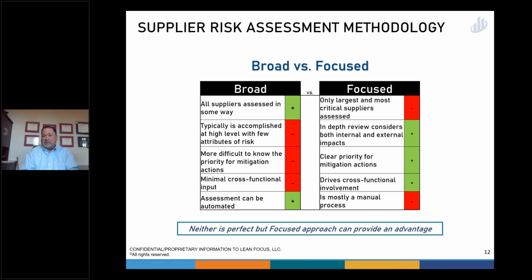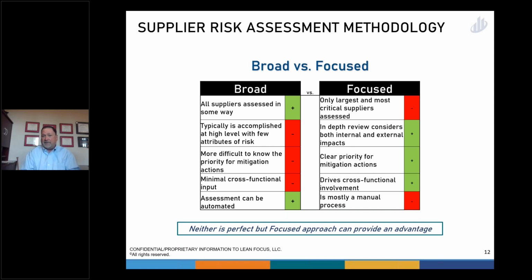Lastly, it really isn't providing that cross-functional input. Having cross-functional input into your supply base is fundamentally positive in several ways, and when you don't have that, it can be a negative as well. On the good side of this, the assessment is pretty much automated. Again, you can typically provide a list of suppliers to a third party, or if you have the software yourself, run it through and get that kind of feedback of a financial score or something along those lines.